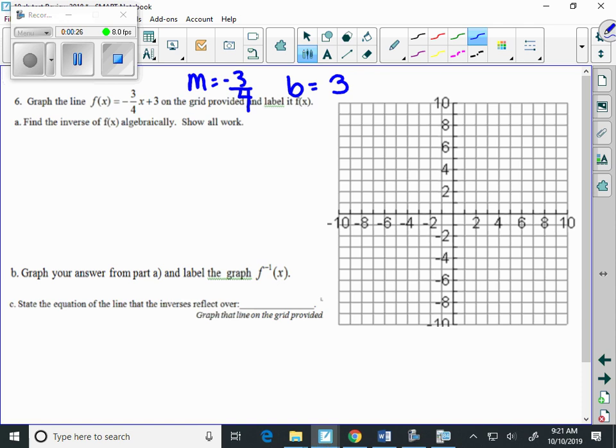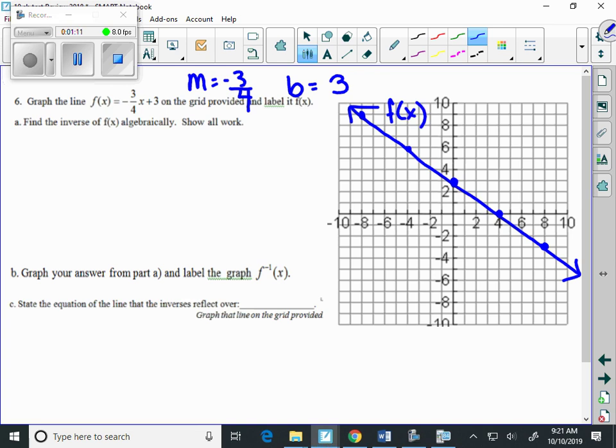And we can come over here and graph b equals 3. And then our slope is negative 3/4. Rise over run. That means we're going to go down 3 to the right 4. We could also go up 3 to the left 4. And I'll try to draw a straight line. Better than expected. That is our f of x.